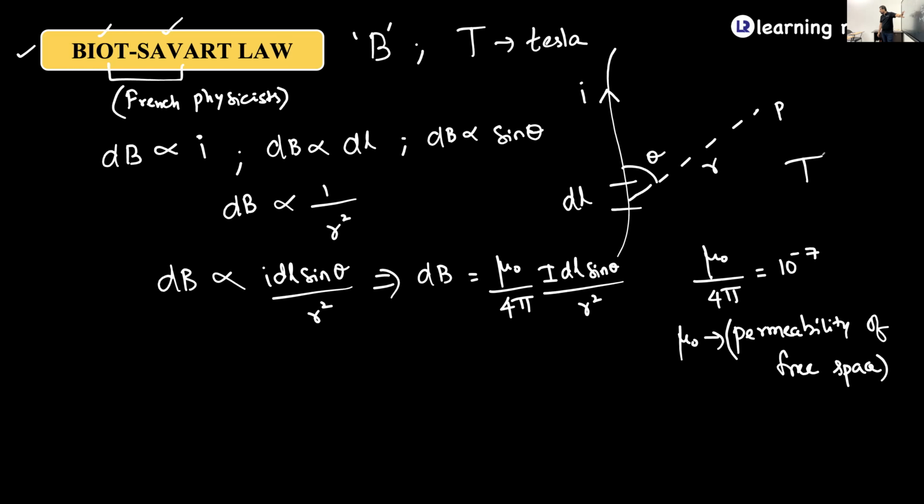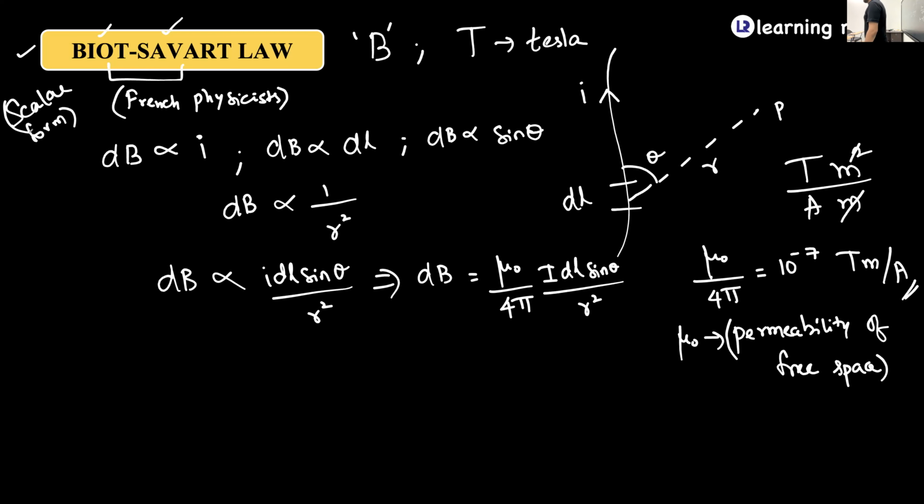I need the unit for mu naught by 4 pi. This is Tesla. R square goes to the other side as meter square divided by ampere meter, and sine theta does not have any unit. So meter and meter square get cancelled once. So you are left with Tesla meter per ampere. So the value of mu naught by 4 pi is 10 power minus 7 Tesla meter per ampere. Is the point clear? So this is all about Biot-Savart law in scalar form. Till now, whatever I explained is only the scalar form.